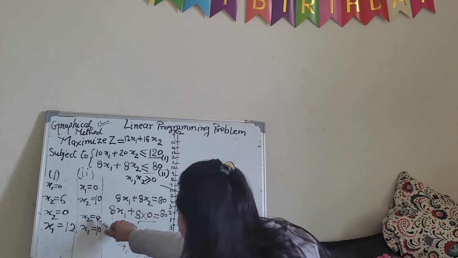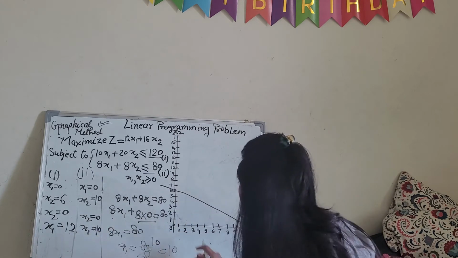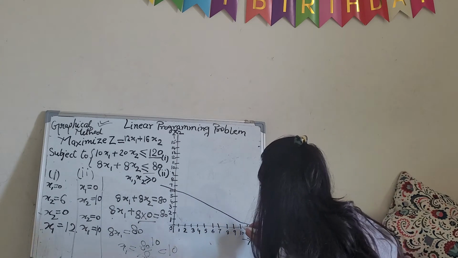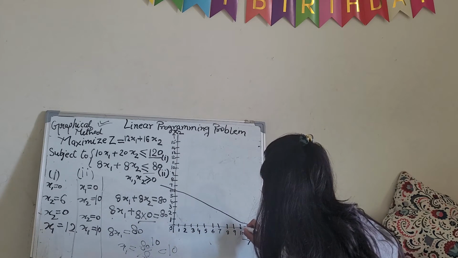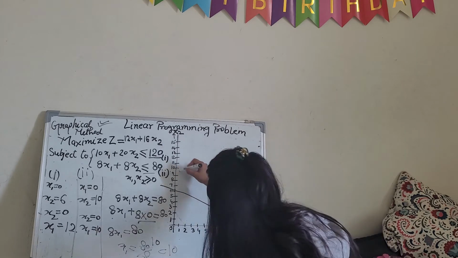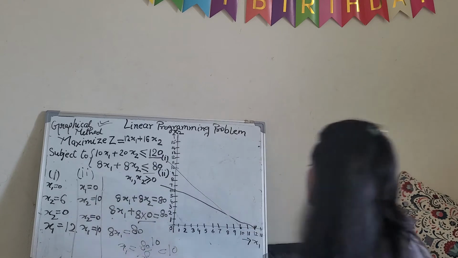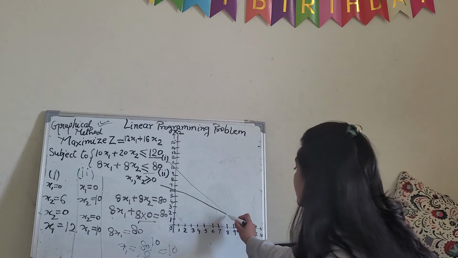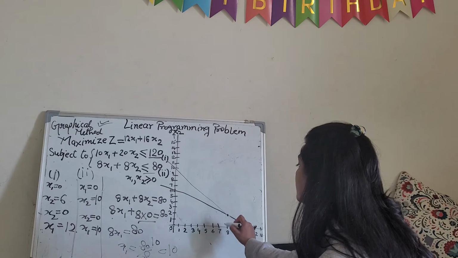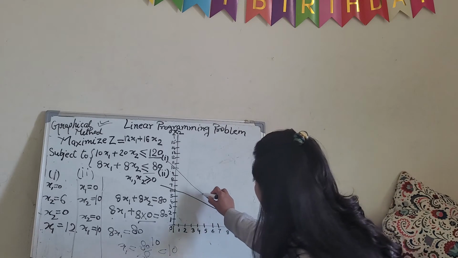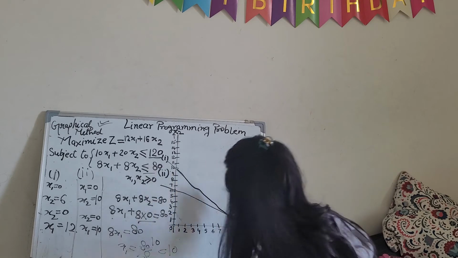And when x2 is 0, x1 is 10. So we are getting another point here. And we will join this point with a straight line like this. Okay, so the point of intersection is this. Both lines intersect each other at this point. This is the point of intersection, correct?